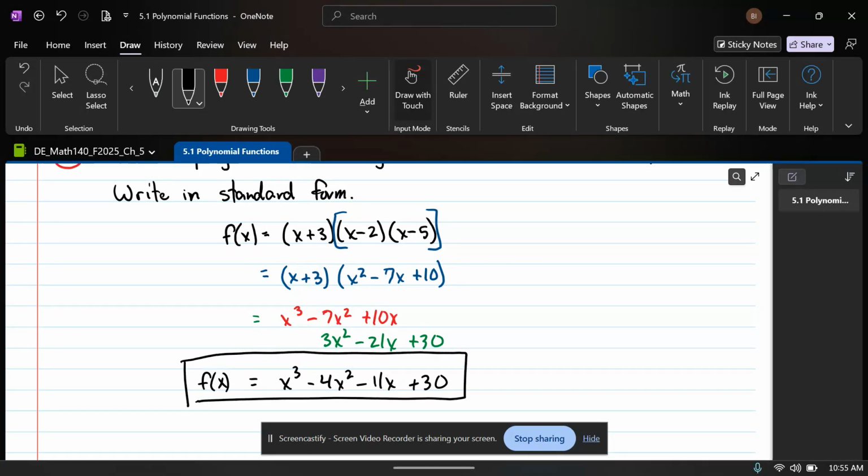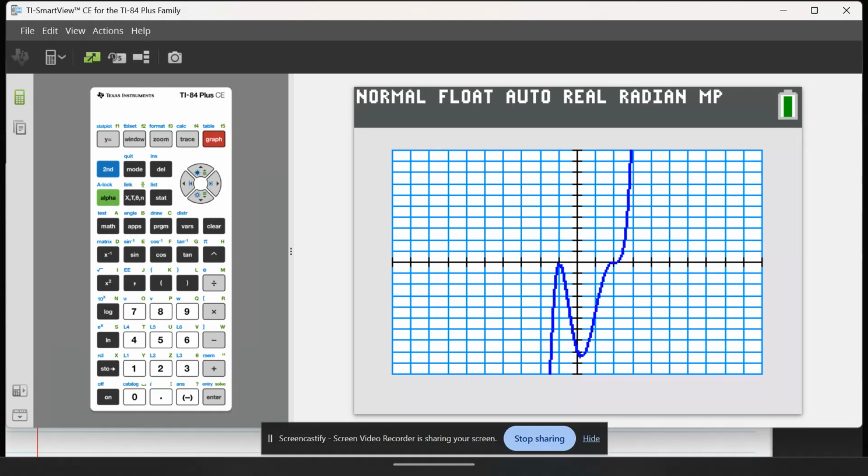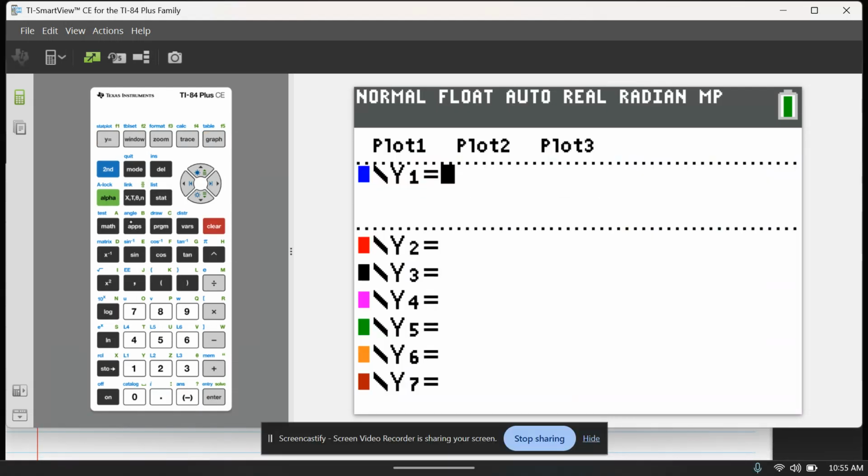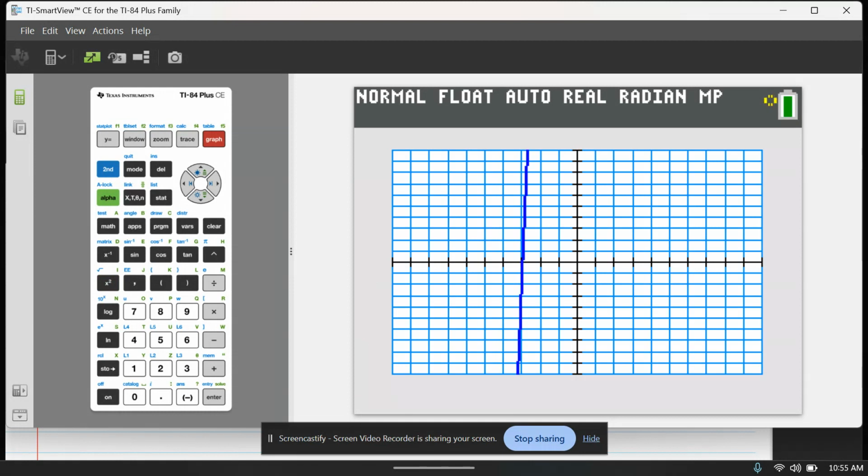How can I guarantee that that is the right polynomial? Graph it. X raised to the third, right arrow key to get out of the exponent, minus 4x squared minus 11x plus 30. Hit graph, and it should be crossing the x-axis at negative 3, check, positive 2, check, positive 5, check.